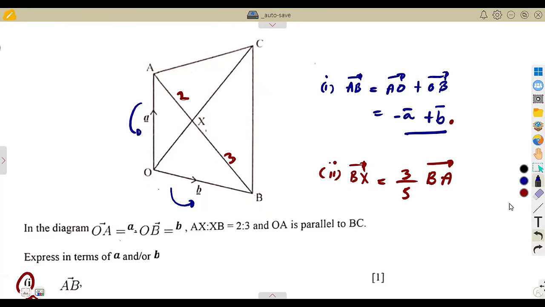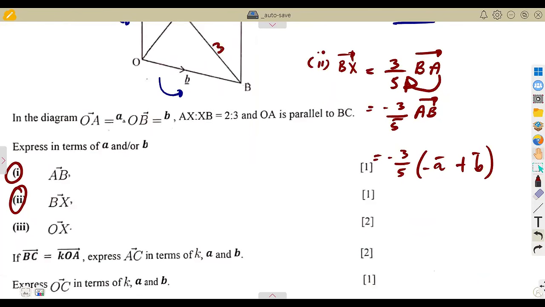We introduce a negative. So it is going to be minus 3 over 5 of the opposite vector, which is AB. These two will be equal if you introduce a negative and interchange what you are given there. So it is minus 3 over 5 of vector AB, which is minus 3 over 5 into minus A plus B. You can expand the brackets if you want. Minus 3 over 5 times minus A will be positive 3 over 5 A. Minus 3 over 5 times B will be minus 3 over 5 vector B. So this is our vector BX.